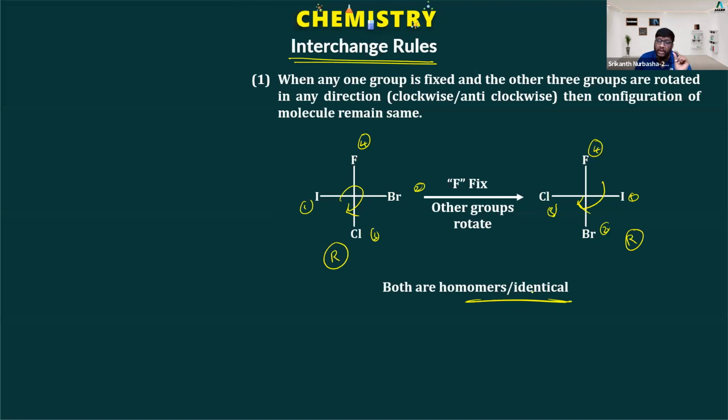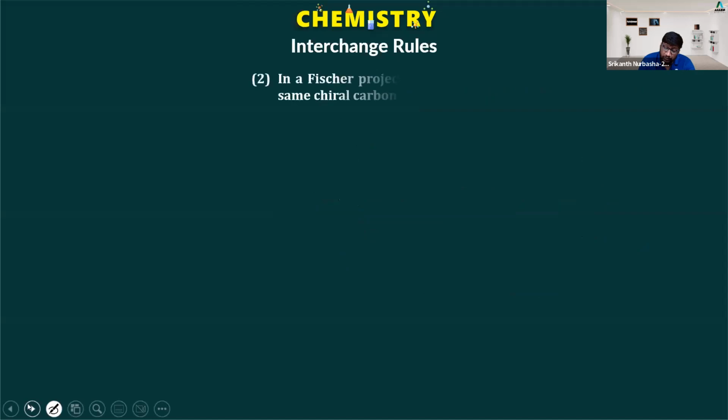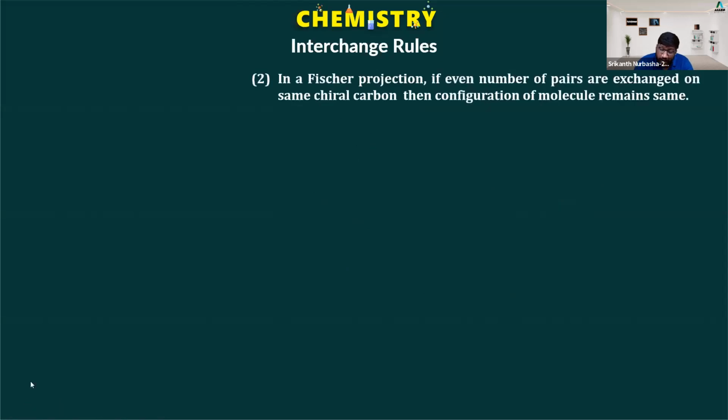If you try to fix one group and rotate the other three groups, then the configuration is not going to be changed, and the compounds which have same configuration are said to be identical in nature. That is rule number 1. Rule number 2 is, in a Fischer projection, if an even number of pairs are exchanged on the same chiral carbon, then the configuration of the molecule remains same. If you do an even number of exchanges, the configuration is going to be same, but you have to do the exchange on the same carbon.